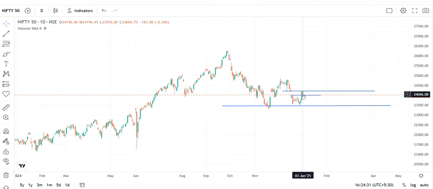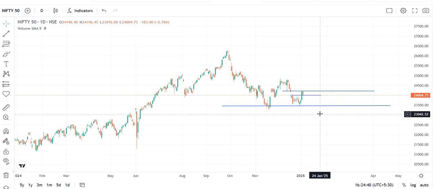This is on the second, on the third January candle, right? So if it opens somewhere here and trades downwards, then you can go for the lower side position. Okay, these are the two important things.